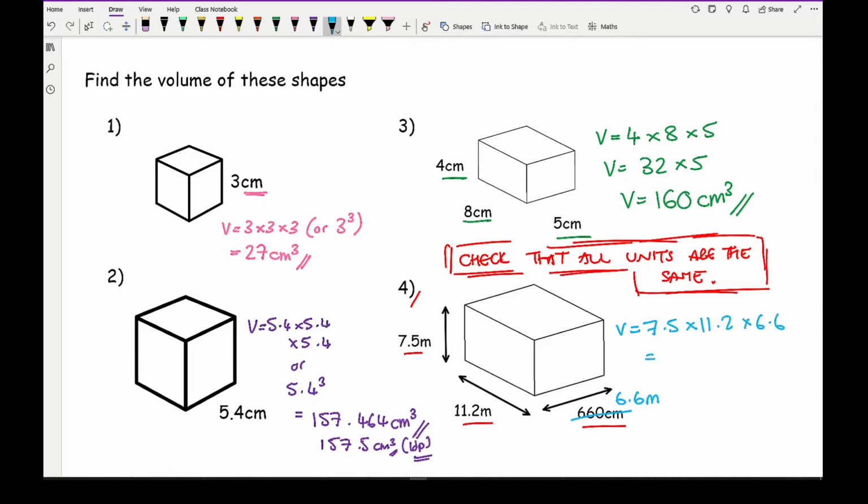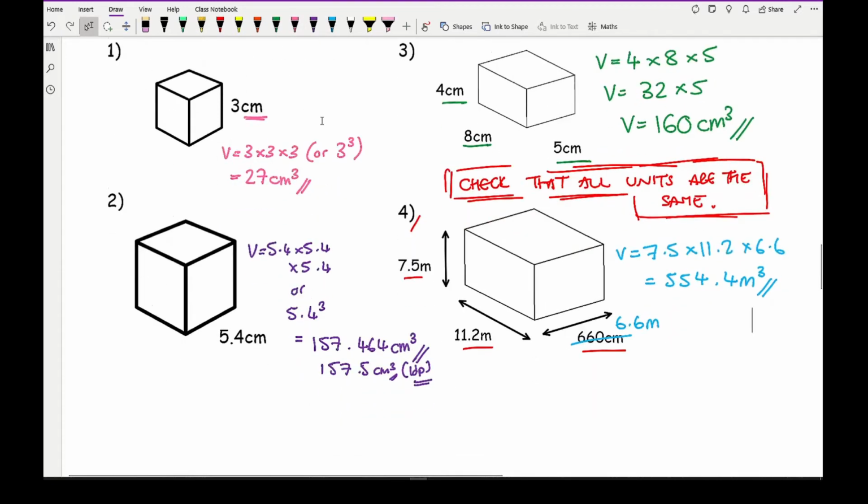Now one key thing is that there's no particular order that I need to multiply these 3 numbers together. Because I'm multiplying, the order doesn't make a difference. So if I did 6.6 times 7.5 times 11.2, I should get the same answer. So typing that all into my calculator, I get an answer of 554.4, and that's going to be meter cubed. So again, don't automatically think that all your answers are going to be centimeters cubed.